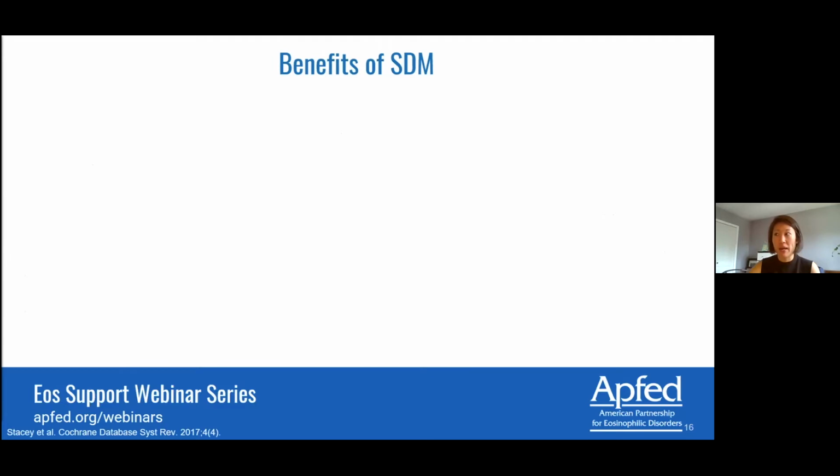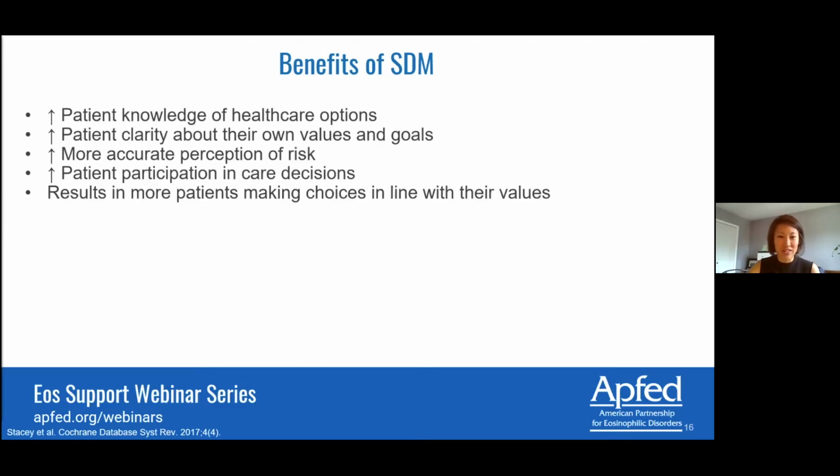So to review the benefits of shared decision-making, there are many. The first is that shared decision-making does increase patient knowledge. It's been shown to increase knowledge about healthcare options. It helps patients to be more clear about their own values and goals. Oftentimes, shared decision-making forces you to put this hat on and think about, all right, what is really important to me and my family?